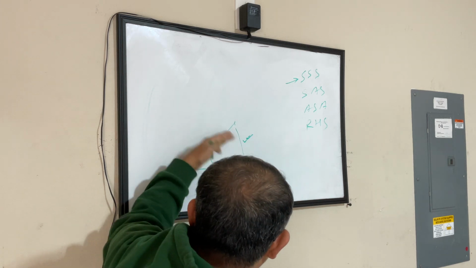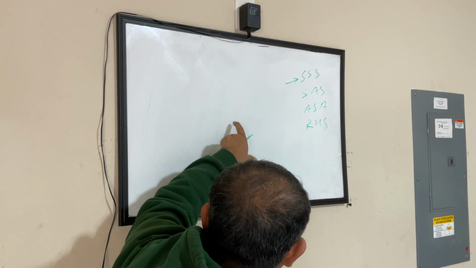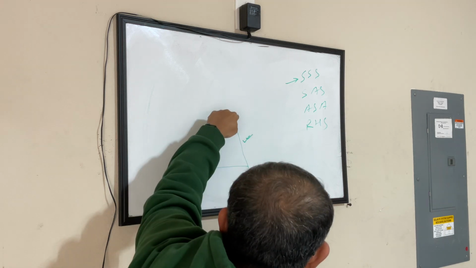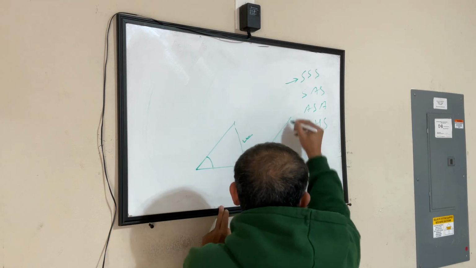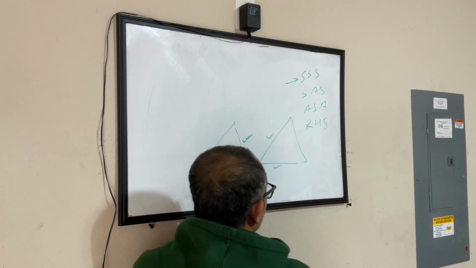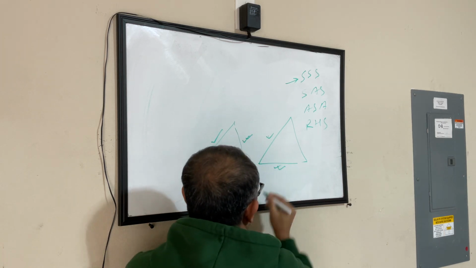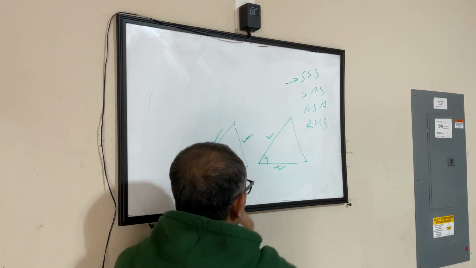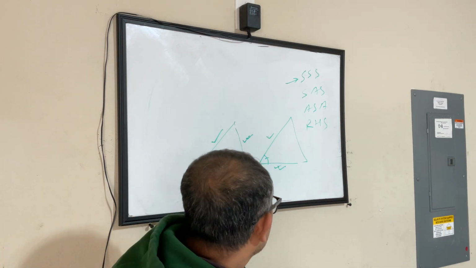So this is your one side, this other side, and they are making a certain angle, and this is the line segment which is joining the two endpoints of these two lines. Now, what this theorem says is, if you have two sides with a matching length, so this matching with this and this matching with this, and the angle between them matching with each other, then these two triangles will be congruent.